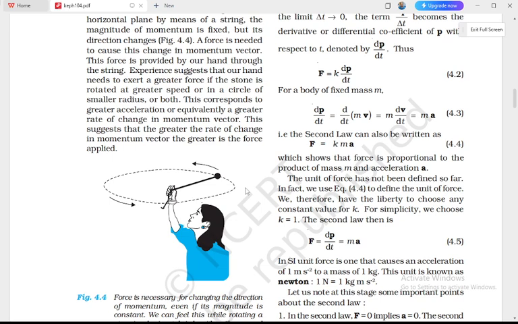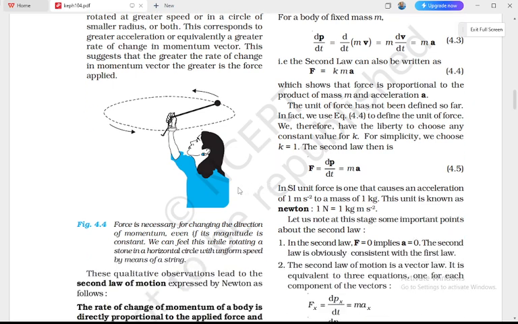The unit of force has not been defined so far. In fact, we use equation 4.4 to define the unit of force. We therefore have the liberty to choose any constant value for k. For simplicity, choose k equal to 1. The second law then is F equal to dP by dt or m into a.